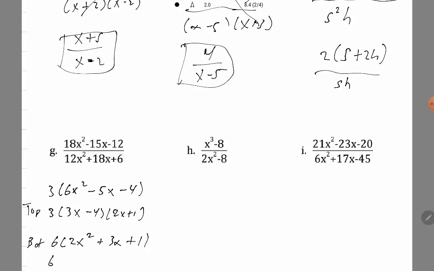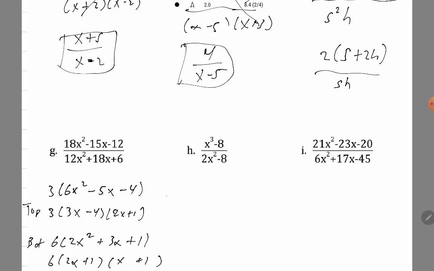6 times 2x and x. So this one's a little bit easier because we only have one choice, 2 and 1 for our A values. And now we only have one other possibility, x plus 1, 2x plus 1, because they have to be factors of 1. Okay, so that's our top and bottom.